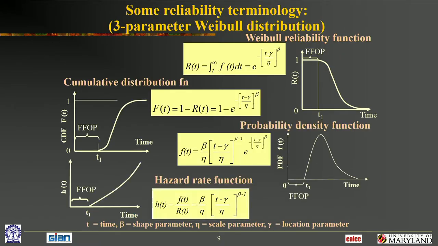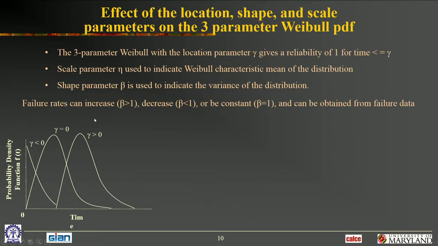Okay, so we talked about the hazard rate function. We talked about the cumulative distribution function, the PDF, the probability density function, and the reliability function. The hazard rate function is what is usually plotted in the bathtub curve on the vertical axis as a function of time, and it has units of failures per unit time. So failures in 10 to the power 5 hours or something. Okay. So let's look at these.